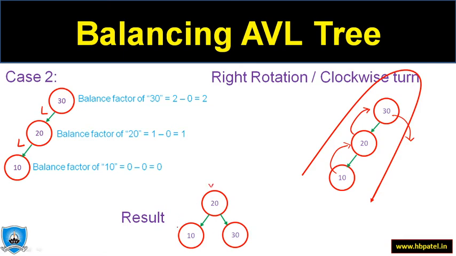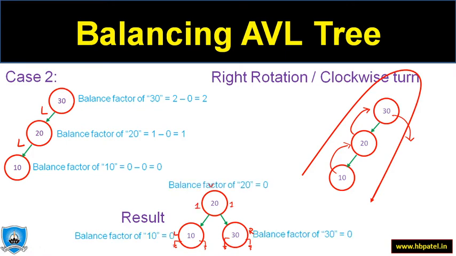So this is my vertex, left and right, and we can see that 10 is having no left, no right, so 0 minus 0 is 0. Then right is having no left, no right, so 0 minus 0 is 0, and vertex is having 1 left and 1 right, so 1 minus 1 is 0. So for all these three, the balance factor is 0. So we have balanced it out.